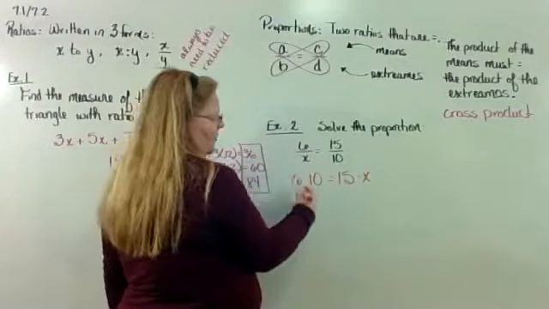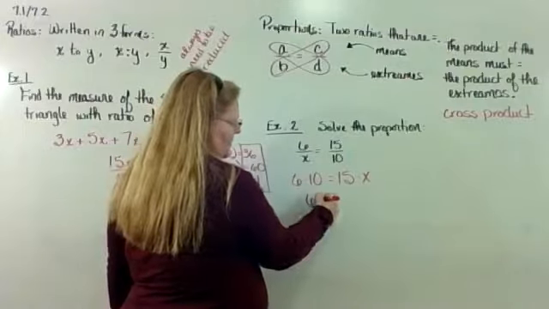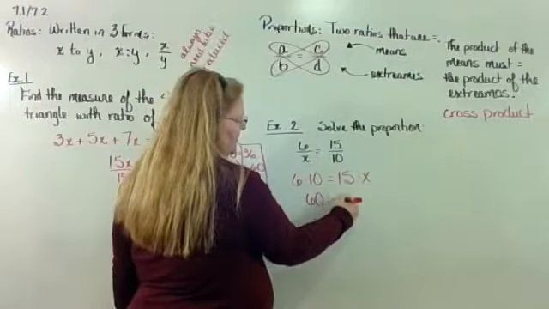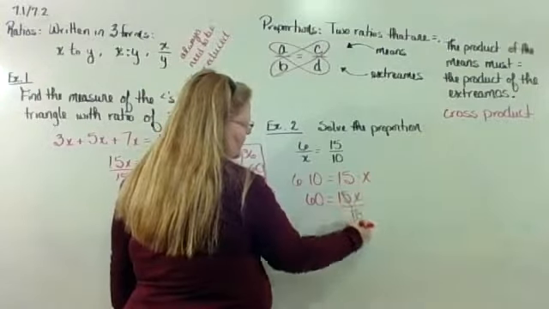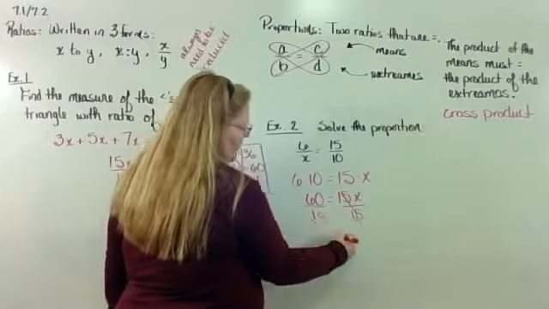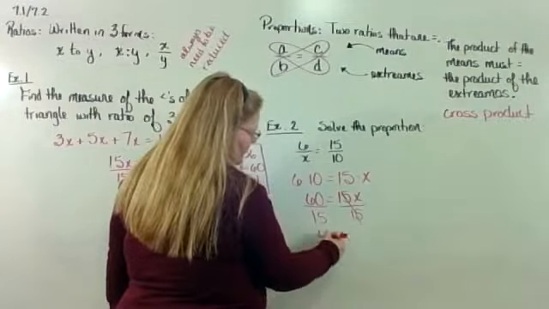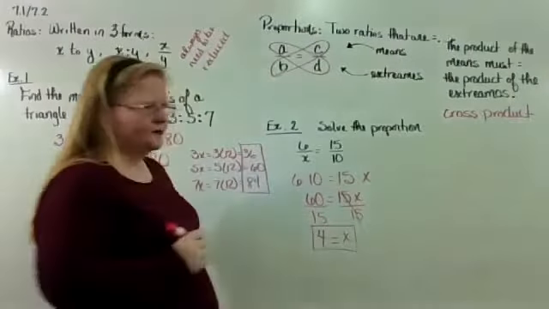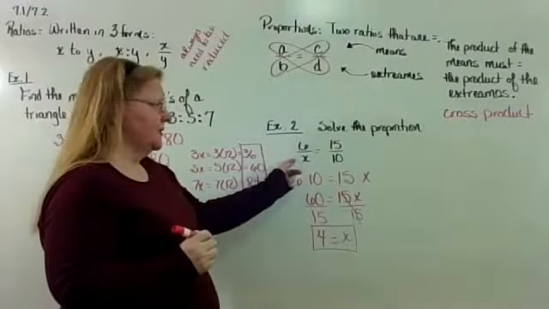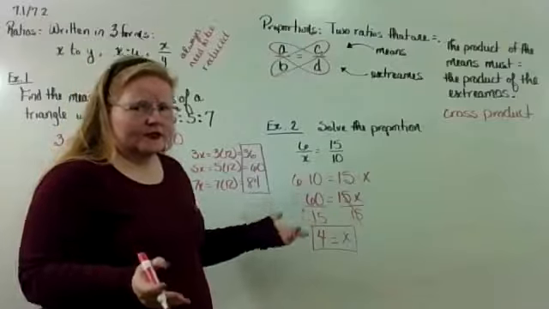So when I multiply 6 times 10, I get my 60, and my 15 times x is 15x. Divide both sides by 15, and you get that x is equal to 4, which really is your answer, because that's what we were looking for with the x. They didn't tell us anything else to look for.